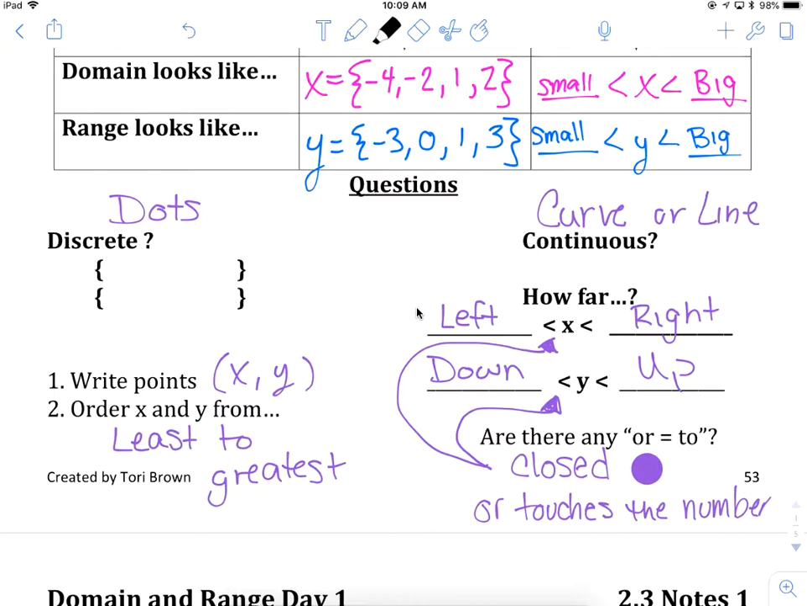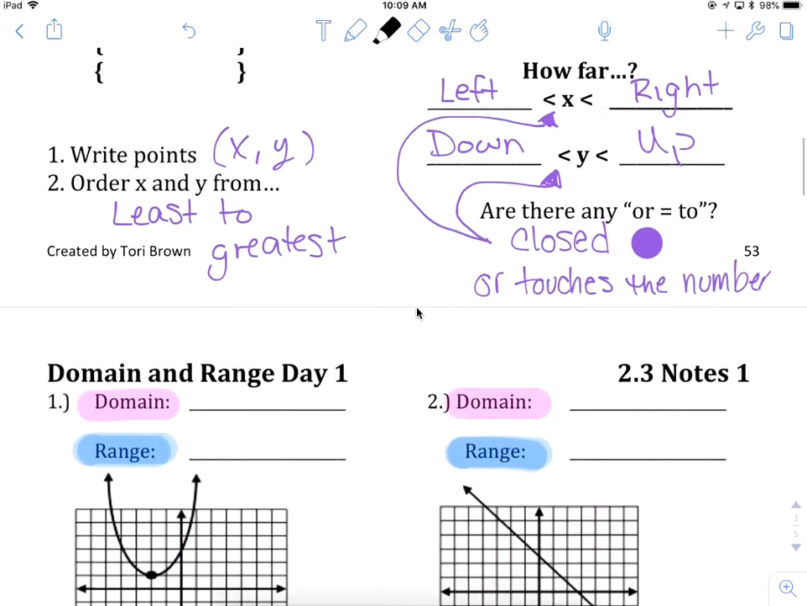If you have a continuous, like a curve or a line, that's when we're going to ask ourselves, how far left and right did I go on the x-axis? How far down and up did I go on the y-axis? Remember, down is the negatives, up is the positives. And then we're going to make sure that we look for those closed circles if they're or equal to, or if we actually touch the number that we're talking about. You guys are going to see lots of examples for that. If you have that all written down, go ahead and meet me on the next page.